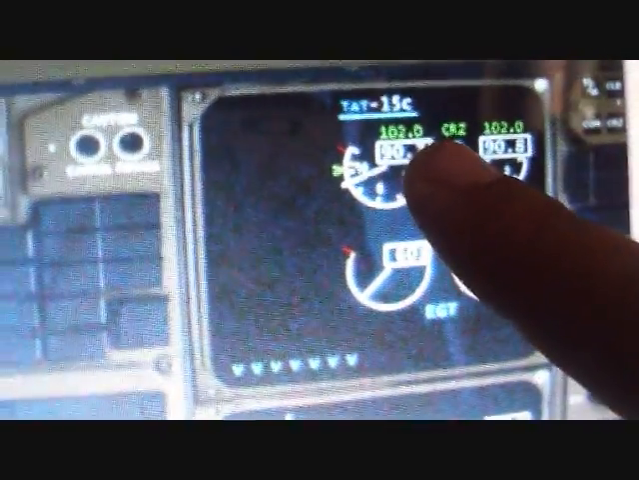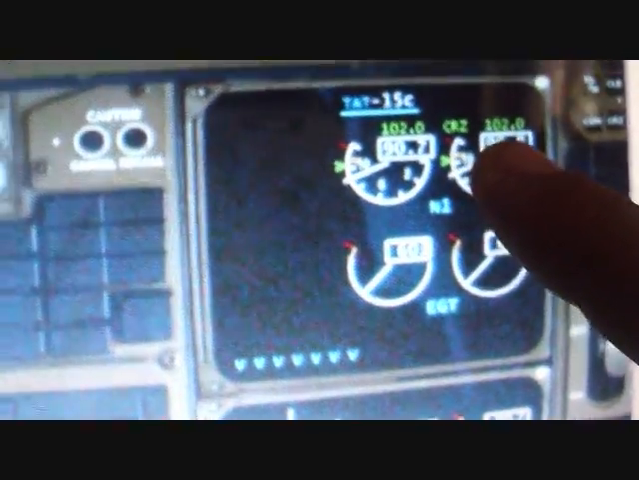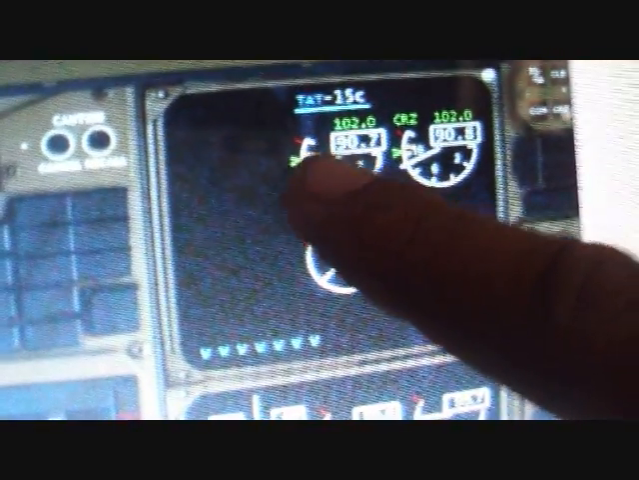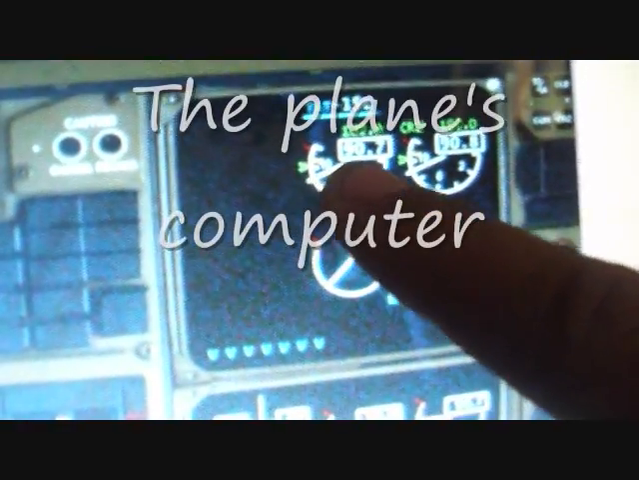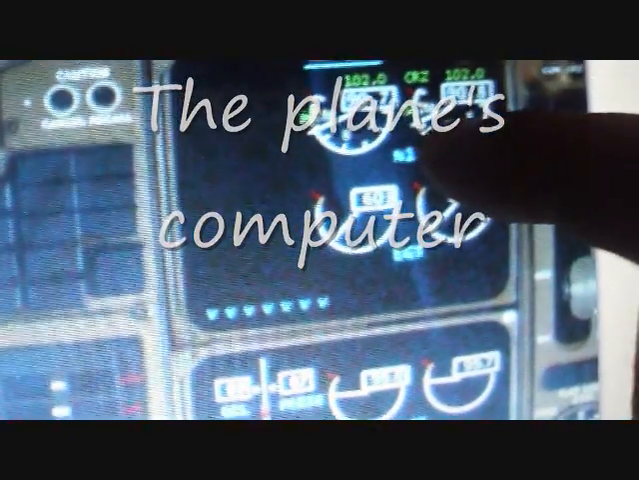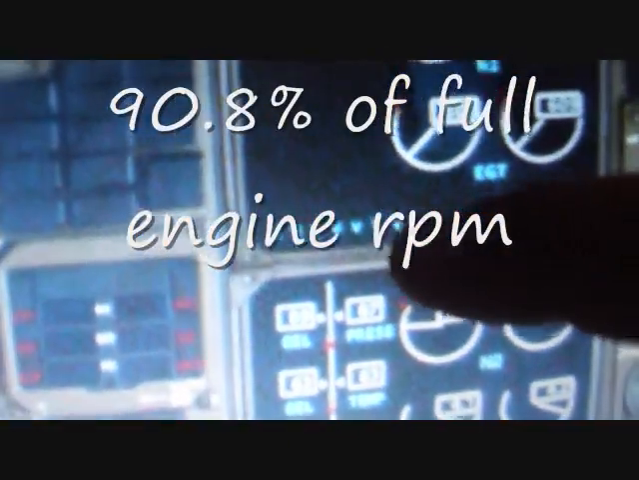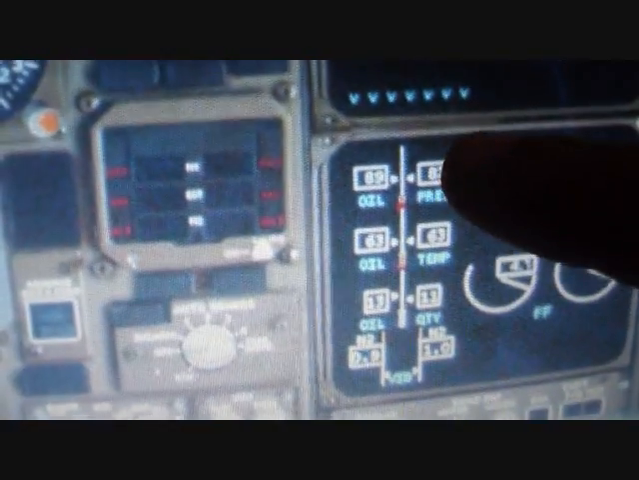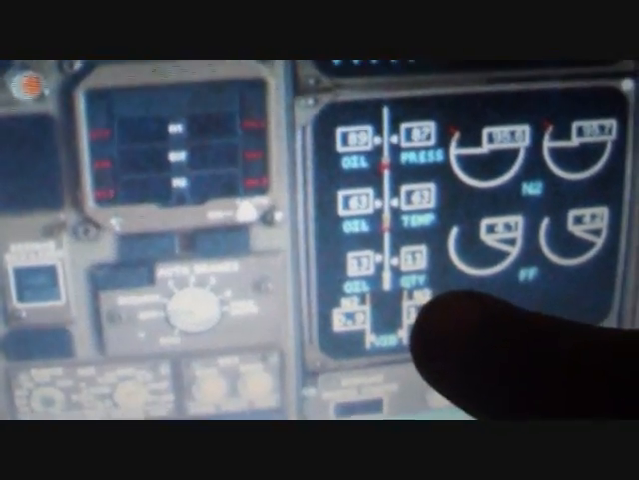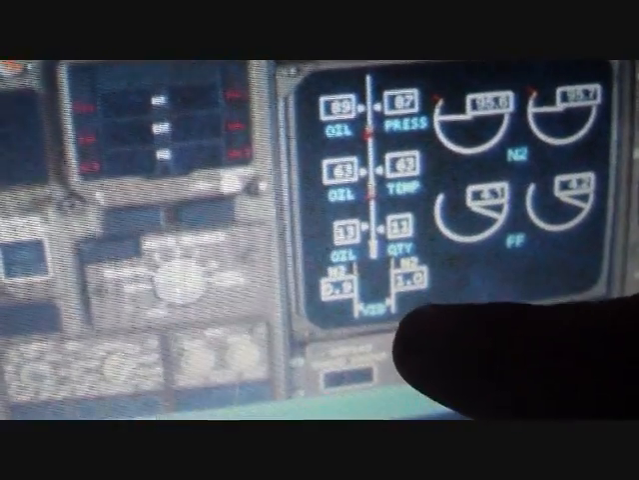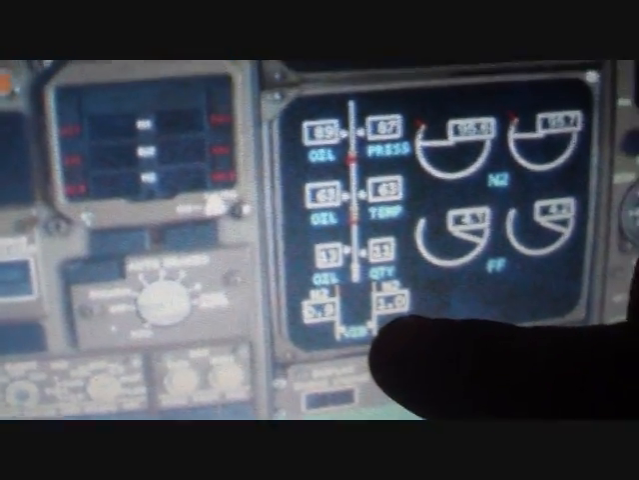In this green, we show the cruise setting for the engines. Now this is a maximum that this can go. So the computer will not allow the engine to go past 102. And right now it's showing 90.8. Going down here, we have different various engine instruments: oil pressure, oil temperature, oil quantity, and engine vibration.